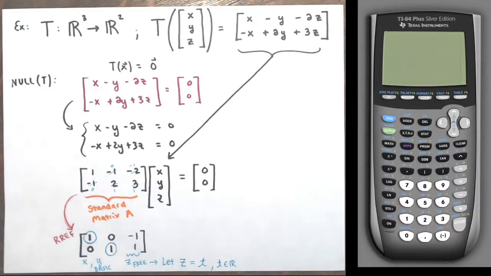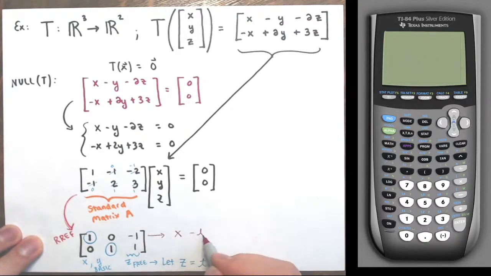And then from the first row, we are seeing that x plus no y and then minus z or minus t is equal to 0, or x equals t. And then from the second row we're seeing that y plus z, so y plus t, is equal to 0, leading me to y must be the opposite of t.